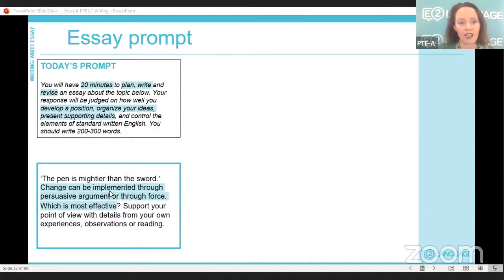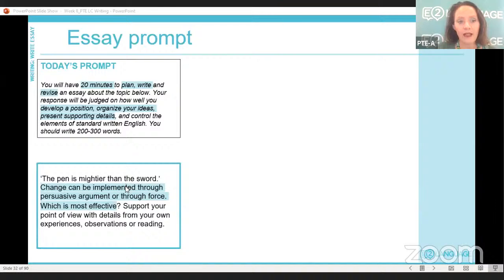So what do you think? Change can be implemented through discussion, through written word, through words, or is it through fighting? As I was looking up just before, it said, is it the writer or the fighter that is stronger? Is it pencils or guns that are more effective? So this is the strange question. A difficult one today. So let's think about it.